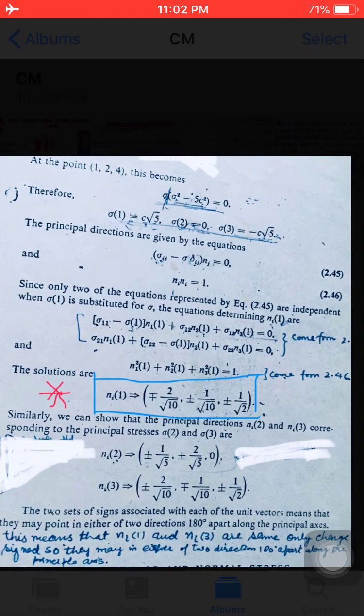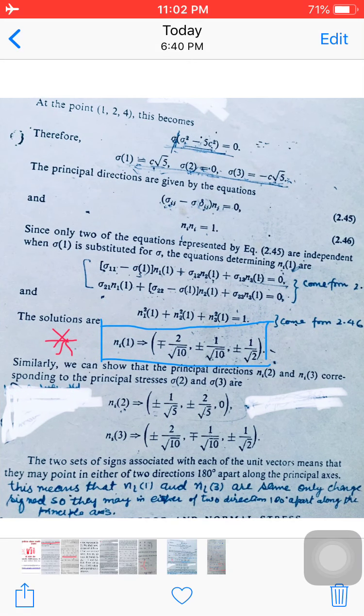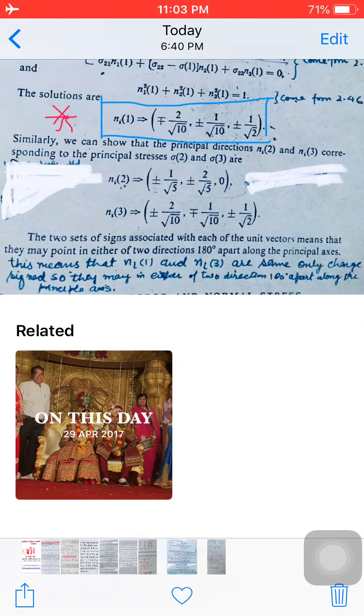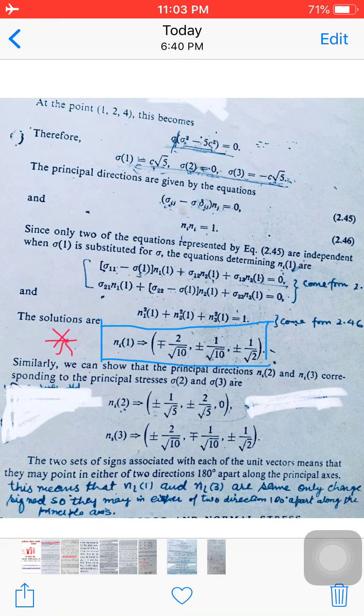Okay, so we are taking the cubic equation easily, 2.45 and 2.46, ni dot ni equals 1, as we studied earlier. Putting all the values, we get these equations from 2.45 and from 2.46. ni dot ni is equal to 1. These are the three equations which are solved for the values of n1, n2, n3. Okay, so these are very important equations.